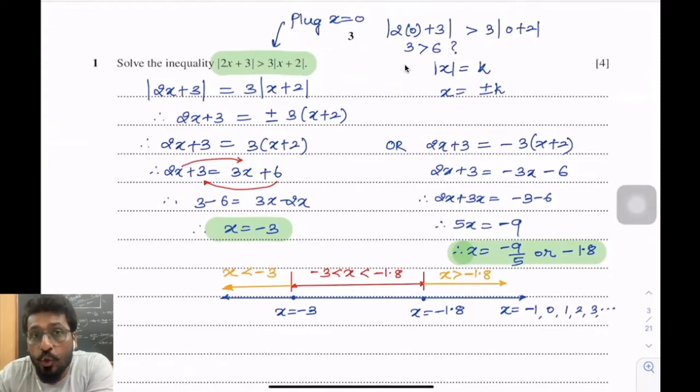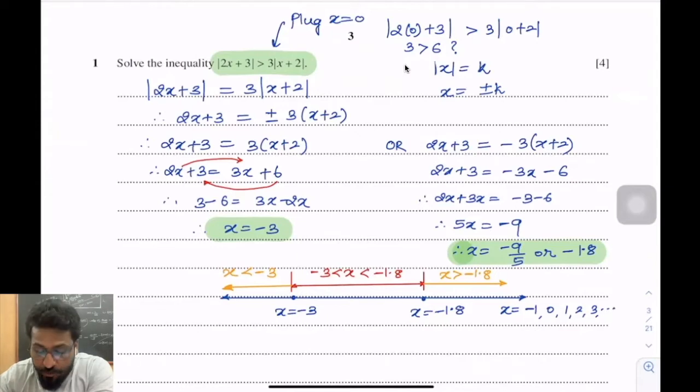Students, ask the question to yourself: is 3 greater than 6? The answer is no. 3 is not greater than 6. That means x equal to 0 has not satisfied the inequation. So x equal to 0 is not your solution. That means any value lying ahead of -1.8 does not belong to the solution. It's not part of the solution.